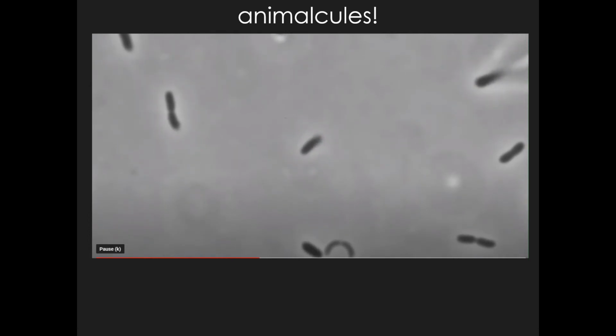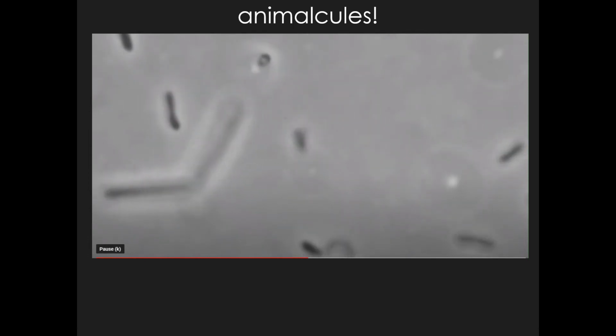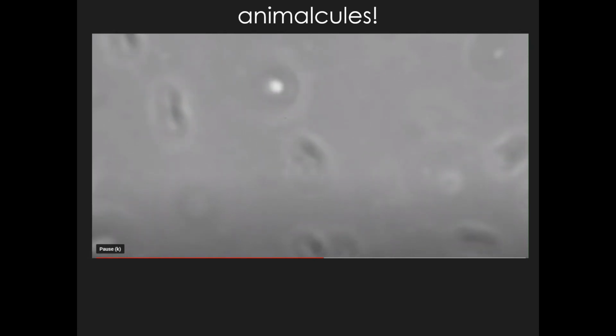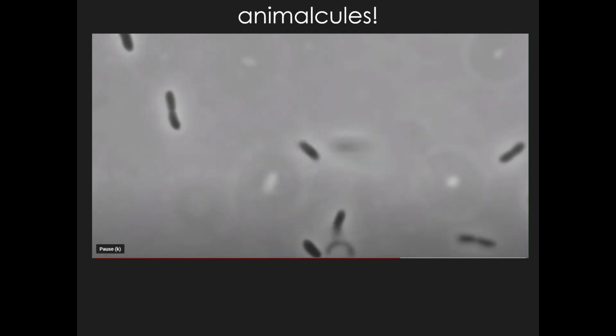Now, obviously, he would not have seen them at this magnification. This is a picture at 1000x, but he definitely was capable of seeing these microorganisms that today we call bacteria. So not only is he the father of microbiology, he's the father of bacteriology as well.